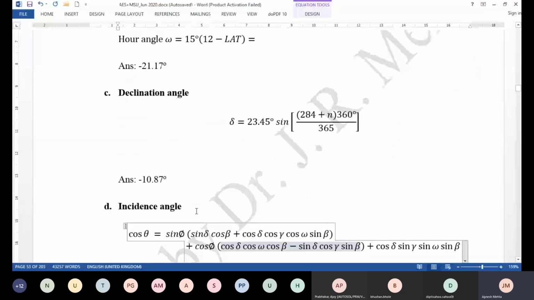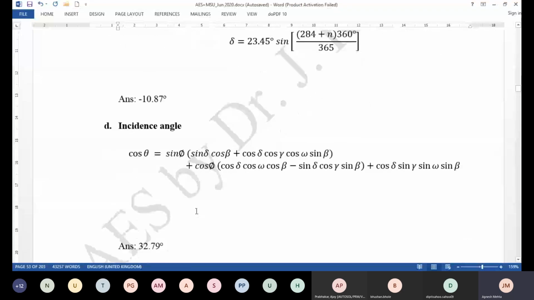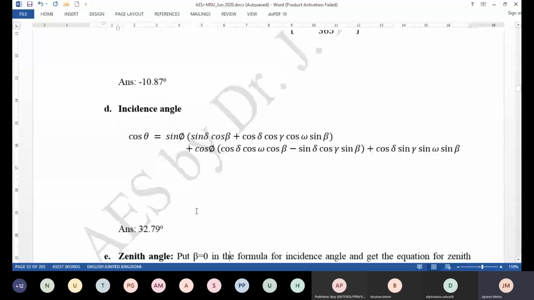So on that day, that is 22nd of February, you get minus 10.87 degrees, because in December it would be minus 23.45, and then you are talking about February, you are close to March where it will reach a value of 0. So this is minus something in between, minus 10.87. Now you can use the formula for the incidence angle, and you can check whether you get this number. So you should get the incidence angle 32.79 degrees.